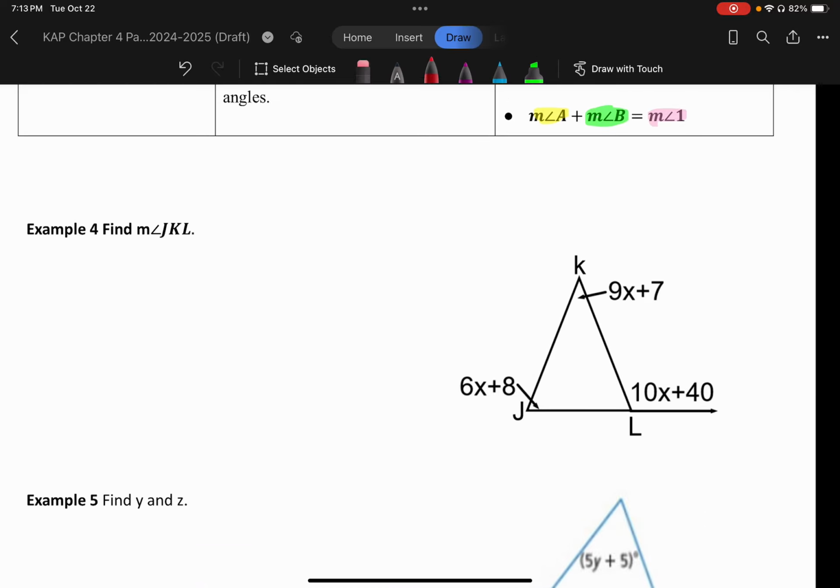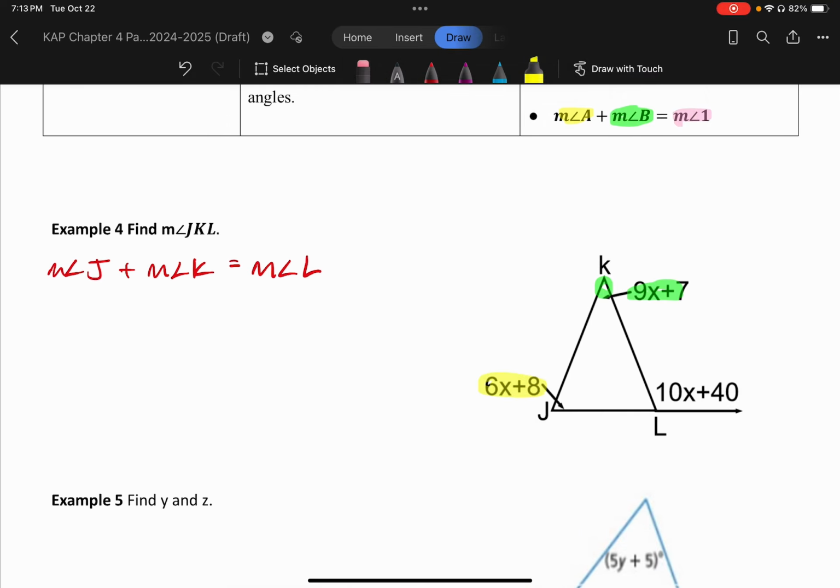So if I'm looking at this diagram here, we can see here that the measure of angle J plus the measure of angle K is equal to the measure of angle L. This is going to be our exterior angle theorem in action. So here is one remote interior angle. Here is another remote interior angle. Those two remote interior angles will add together to equal the exterior angle. So here's my exterior angle.